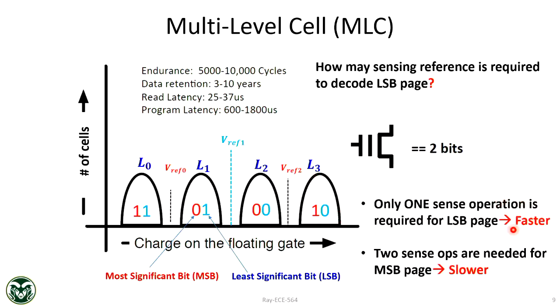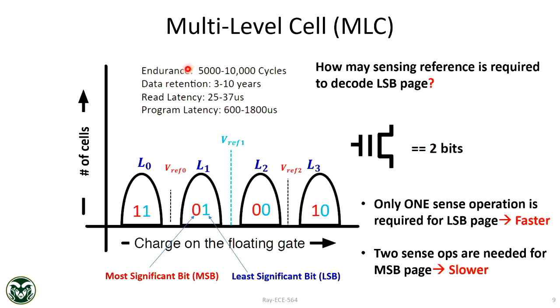Okay, so only one sense operation is needed for LSB, whereas 2 references are needed for MSB. So MSB bit decoding is slower. So that's why you can see latency. Read latency is in a range. 25 will be for LSB bit, whereas if you want to decode MSB bit, you need higher time. So that's what your latency depends on: what bits or which page you are decoding.